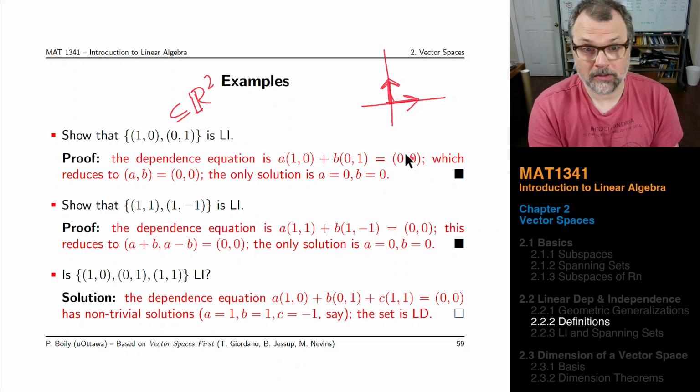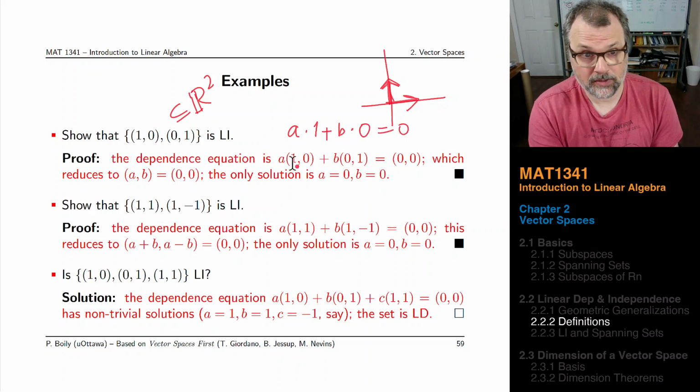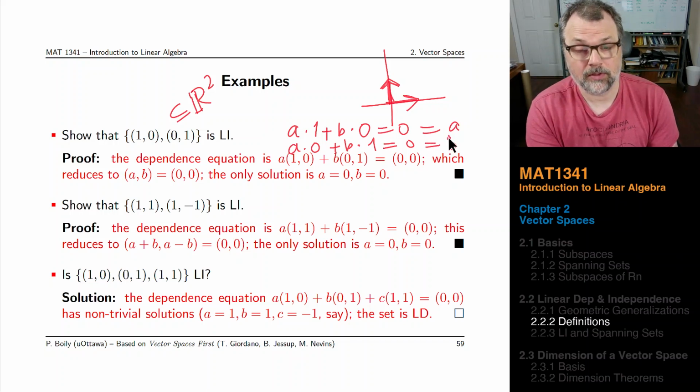So what's the dependence equation? Well, it's two equations simultaneously, right? There's the equation in the first components, which gives us a times 1 plus b times 0 equal to 0. Then there's the equation in the second component, a times 0 plus b times 1 equal to 0. Simplify this, that gives you a plus 0, a is equal to 0, and then the other one gives us that b is equal to 0.